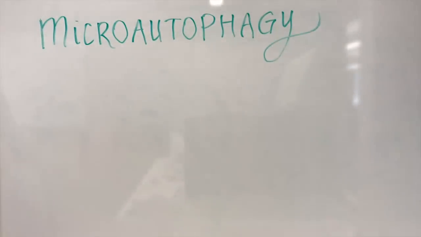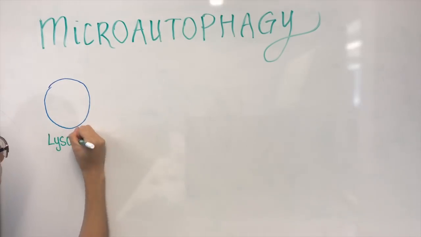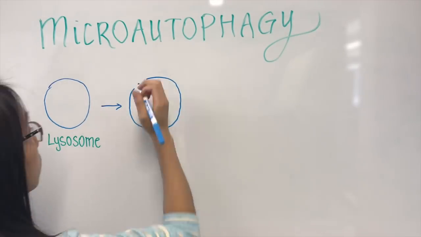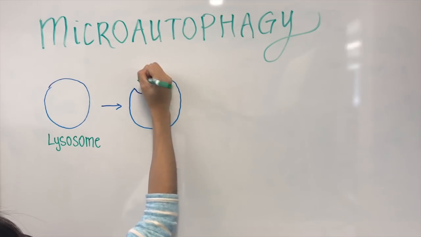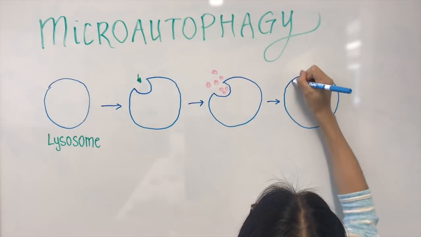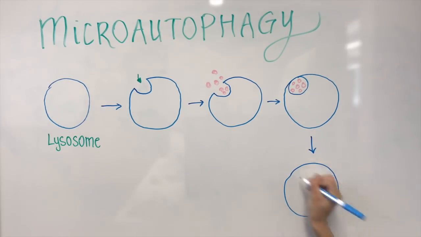Microautophagy differs from macroautophagy due to the absence of the autophagosome, the intermediate vesicle that delivers cytosolic contents in the latter process. In microautophagy, cytosolic contents are directly taken up through invaginations in the lysosome membrane, leading to immediate degradation.